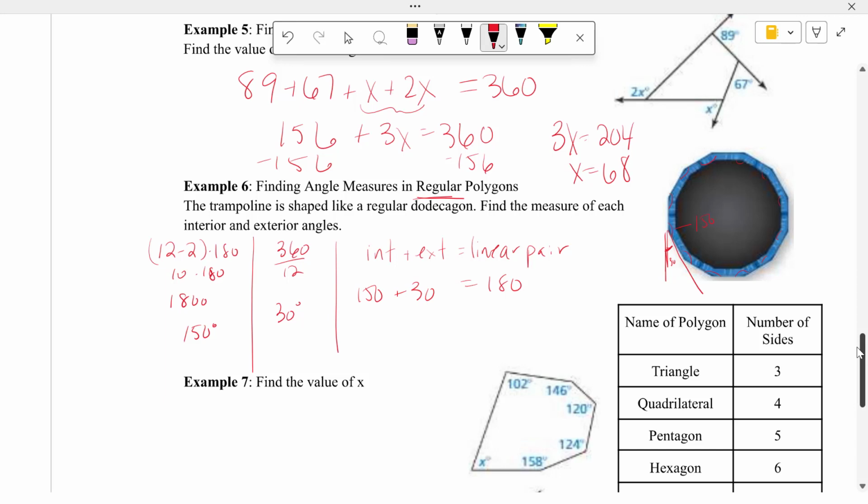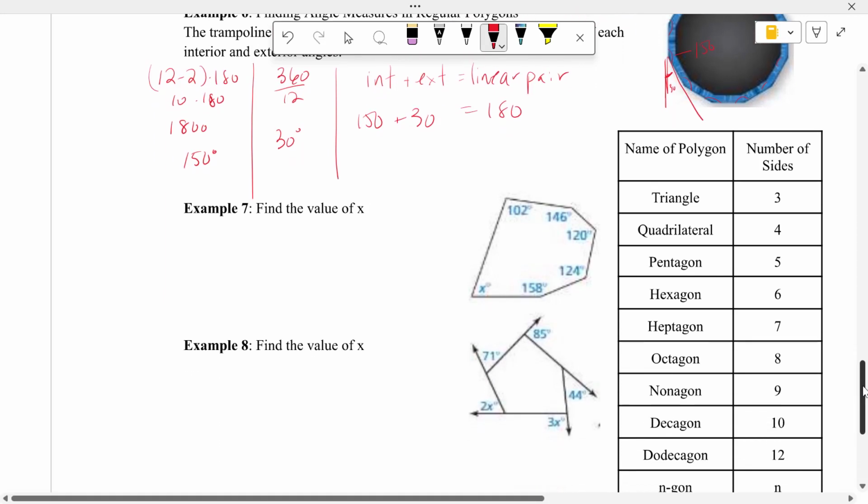So there's lots of ways to work this problem. You could also just get the exterior angles first, and then the interior angle would be its supplement, or their supplementary angles, I'm sorry. So 150 plus 30. You really wouldn't have to calculate both. I would probably say the easiest thing to do is calculate your exterior, and then your interior needs to add up to 180. So that's probably the quickest way to do that problem. I just wanted to show you both.